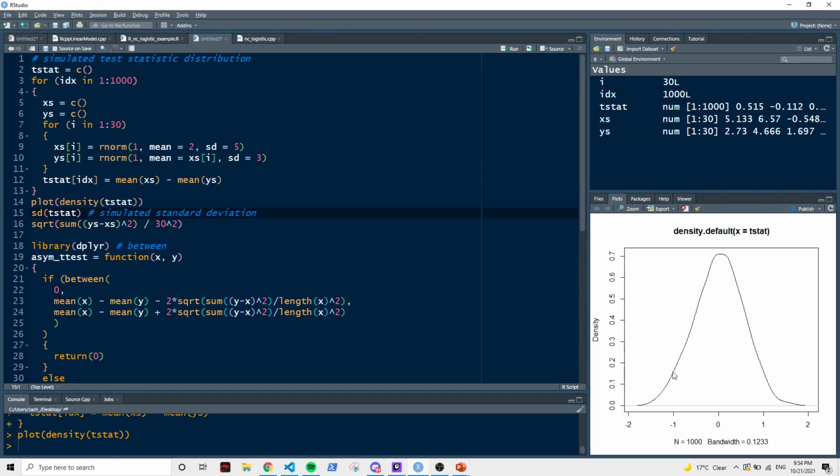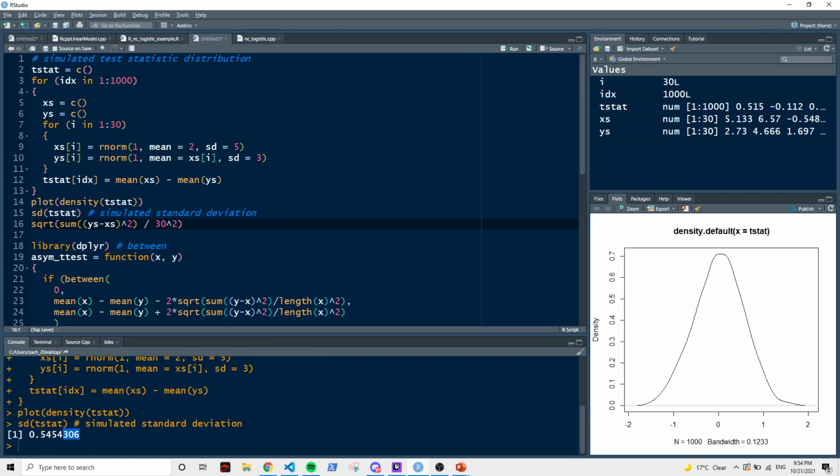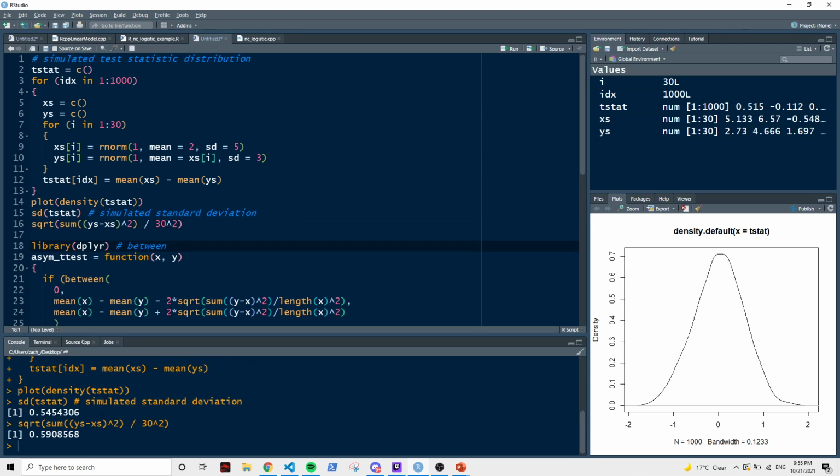So this is what the distribution of the test statistic looks like for 30 samples. And then here, let's get the simulated standard deviation, which in this case is 0.54. And then using our asymptotic approximation, we're taking the sum of yi minus xi squared over n squared, which is 30 squared, and then the square root of that to get the standard deviation.